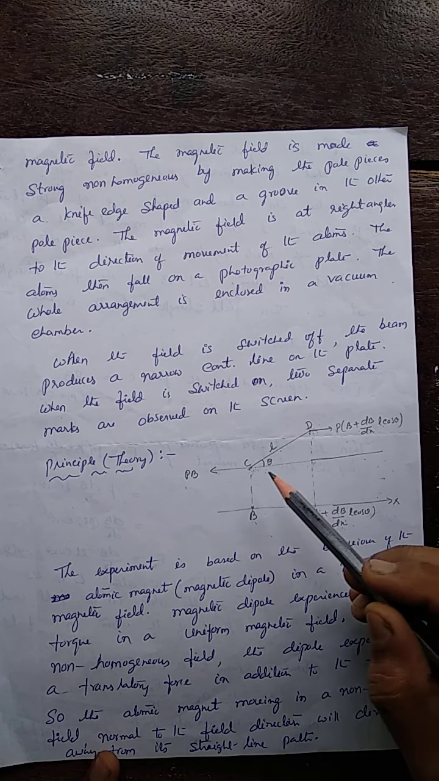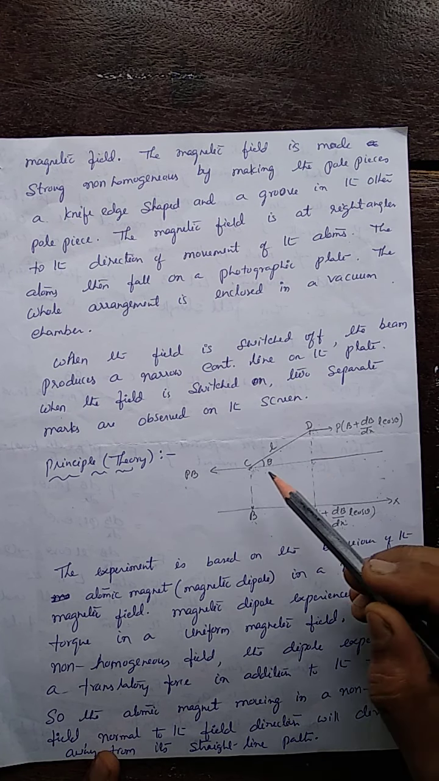Now, these two forces are, say, one is PB, another one is P into B plus dB by dx L cos theta. So what is the net force experienced by the atomic magnet? These two are acting in opposite directions, so the net force is the difference between these two. This minus this, we get the force experienced by that atomic magnet as P dB by dx L cos theta, or it is also written as dB by dx P into L cos theta.